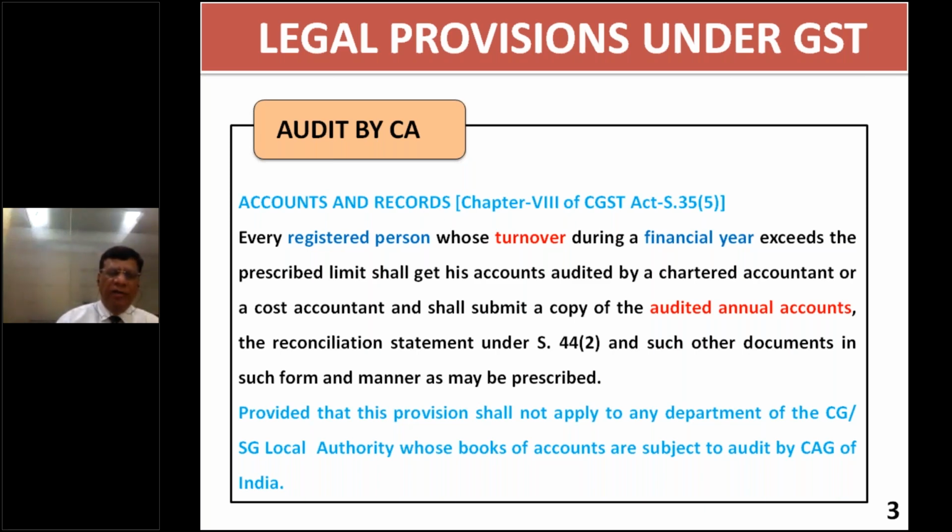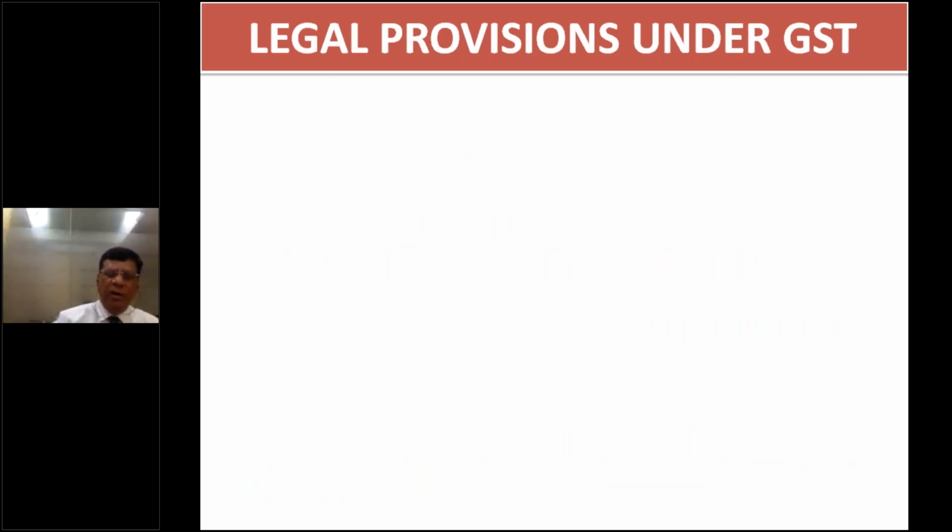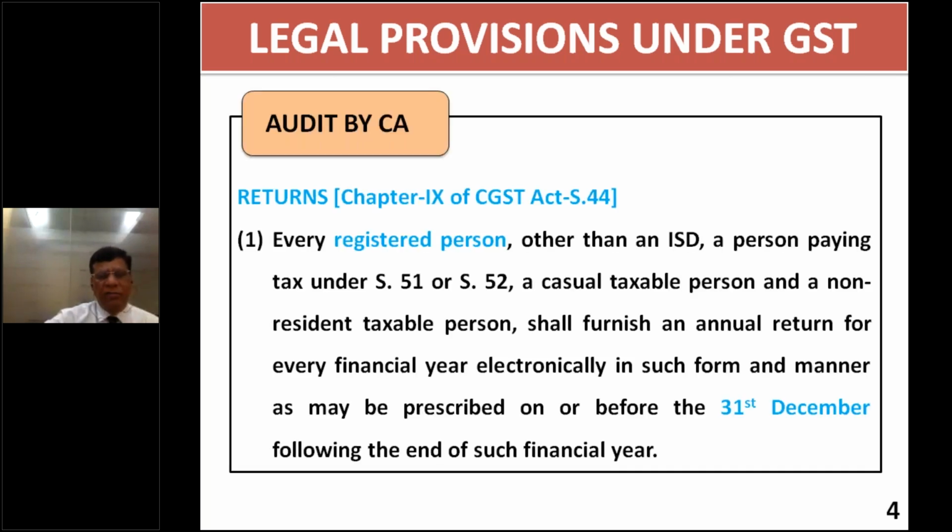Section 44 says that every registered person other than a person paying tax under section 51 or 52, a casual taxable person, a non-resident taxable person shall furnish an annual return for every financial year electronically in such form and manner as may be prescribed on or before the 31st December following the end of the financial year. So this section 44, subsection 1 is talking about the furnishing of annual return for every financial year.